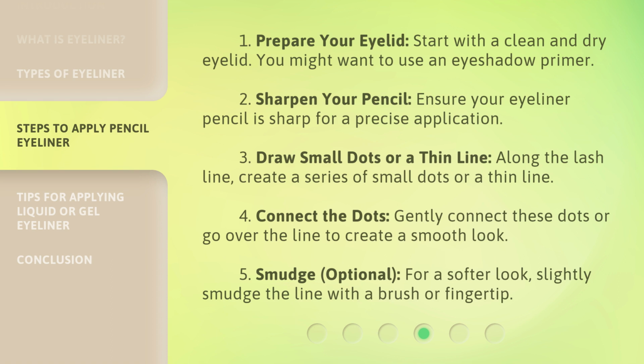3. Draw small dots or a thin line. Along the lash line, create a series of small dots or a thin line. 4. Connect the dots. Gently connect these dots or go over the line to create a smooth look. 5. Smudge. Optional, for a softer look, slightly smudge the line with a brush or fingertip.